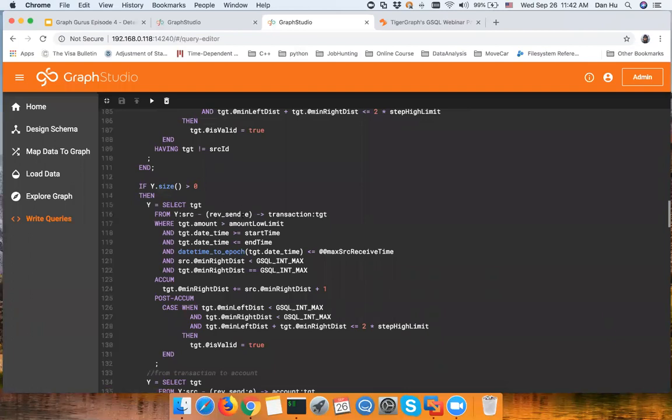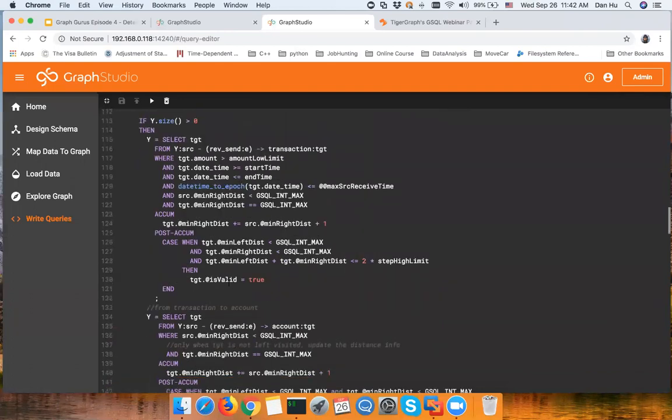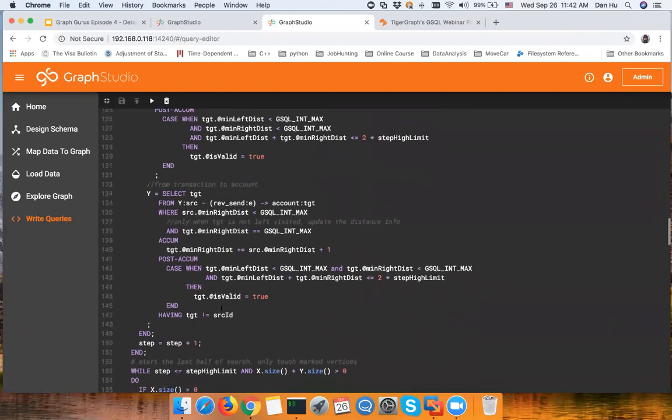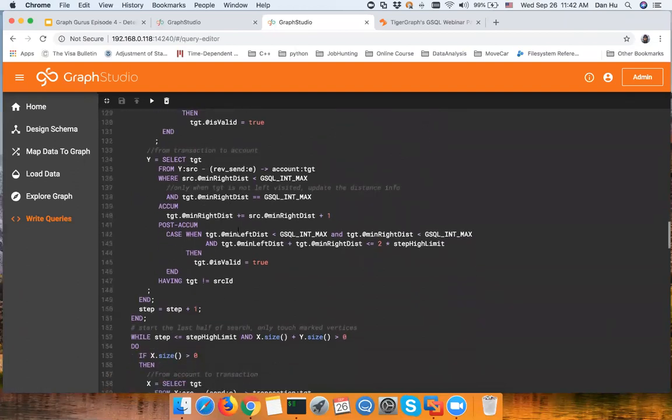And then we go to a backward edge and we do those filterings and we mark the vertices. And the same thing from transaction to the account. So that's actually finished two hops search for one transaction from account to account. So at the end, we update our steps because that's only one step, 2 hops.